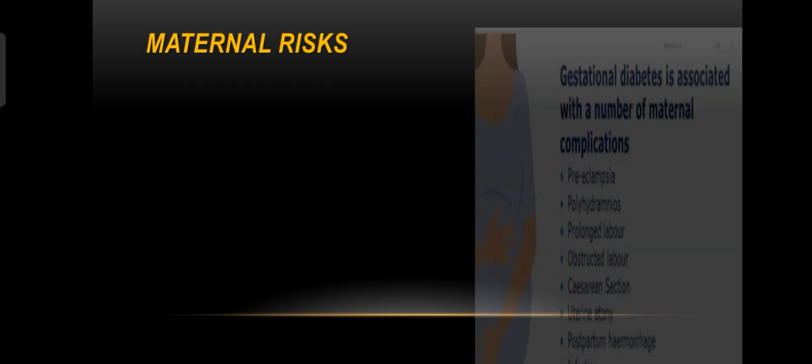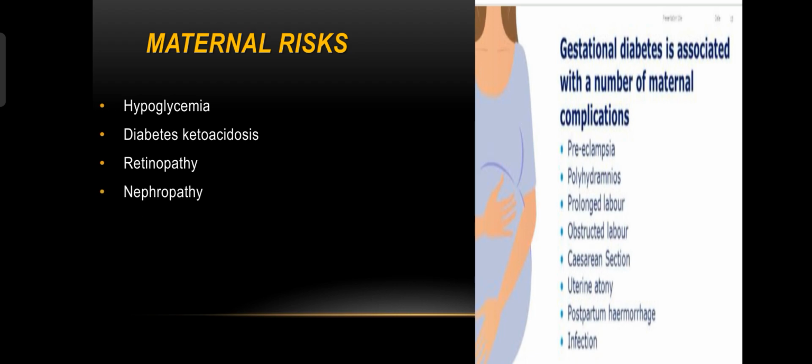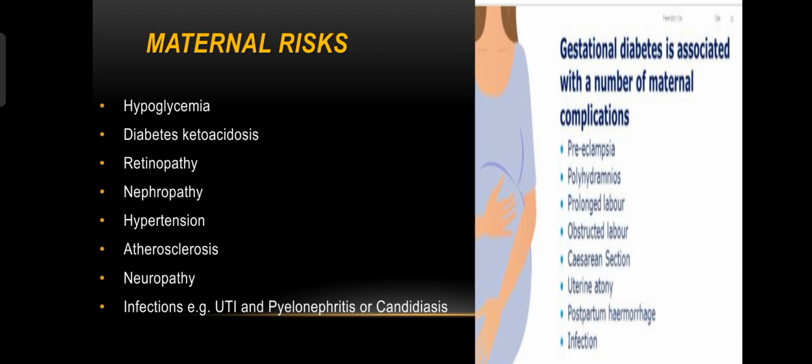The maternal risk: hypoglycemia, women can develop diabetic ketoacidosis, retinopathy, nephropathy, hypertension, atherosclerosis, neuropathy, and the risk of infection also increases, like UTI and pyelonephritis or candidiasis, which are the most common infections. Postpartum endometritis and wound infections are also noted.